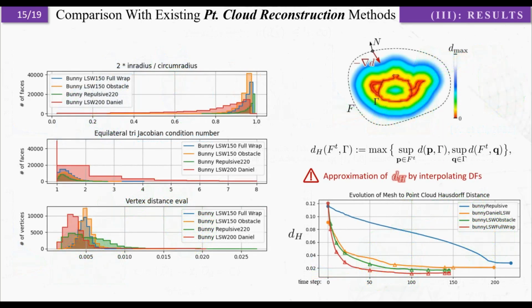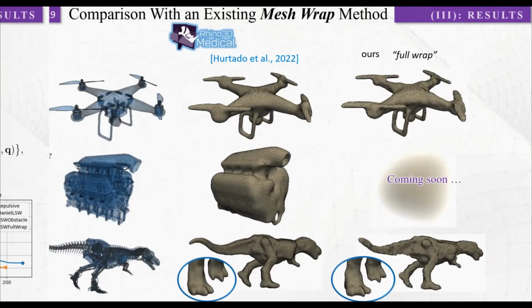In the proceedings article, you can also find the distance-based histogram evaluation, as well as the evolution of an approximation of the surface to point cloud Hausdorff distance, which shows that our method is superior to the tangent point energy approach by Yu and Keenan Crane.